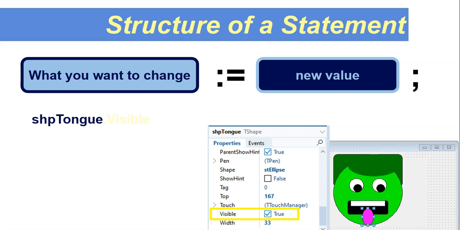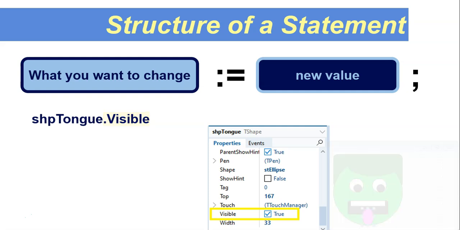So when you want to access a property of an object, then you just put a dot followed by the name of that property, in this case dot visible, and then we're going to assign it a new value. Currently, it is true. So we're going to assign it, using the assign symbol, a new value. And we don't want it to be true, we want it to be false. So we write the word false.